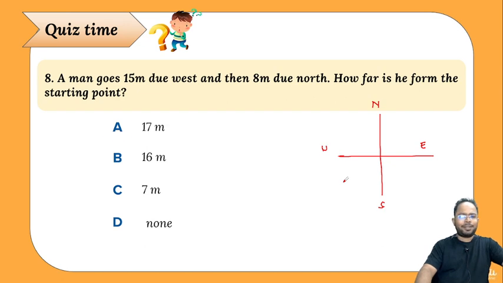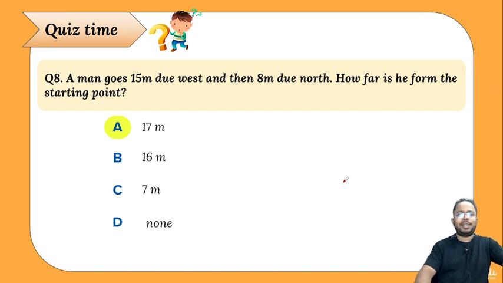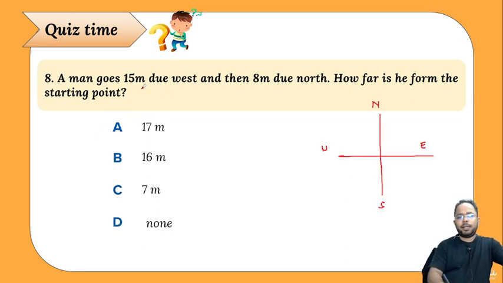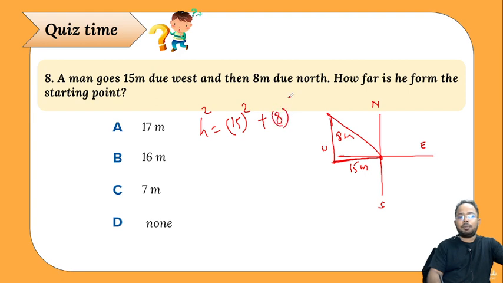All right, let's reveal the answer. So answer is 17 meter. ठीक है. So कैसे होगा? A man goes 15 meter due west. ठीक है, मान लेते हैं यहां से गया इधर, कितना गया 15 मीटर, फिर क्या कह रहा 90 डिग्री से चेंज करेगा अपना डायरेक्शन ताकि वो नॉर्थ में जा सके 8 मीटर. सो यहां से यहां तक का दूरी पूछा है. ओके, यहां से यहां तक का मतलब हाइपोटेनस पूछा है. तो 15 स्क्वायर प्लस 8 स्क्वायर, बहुत ही सिंपल.